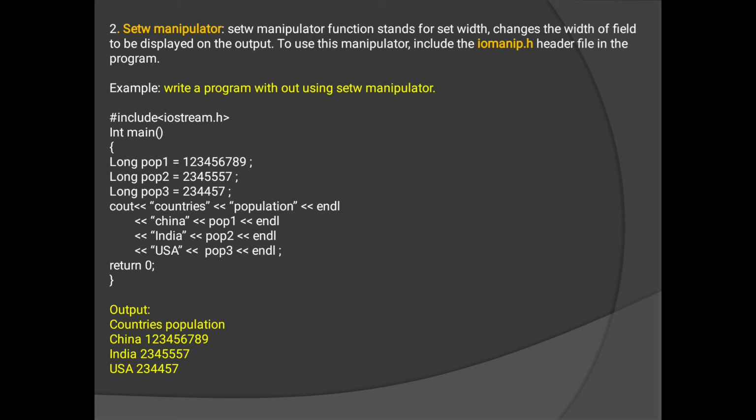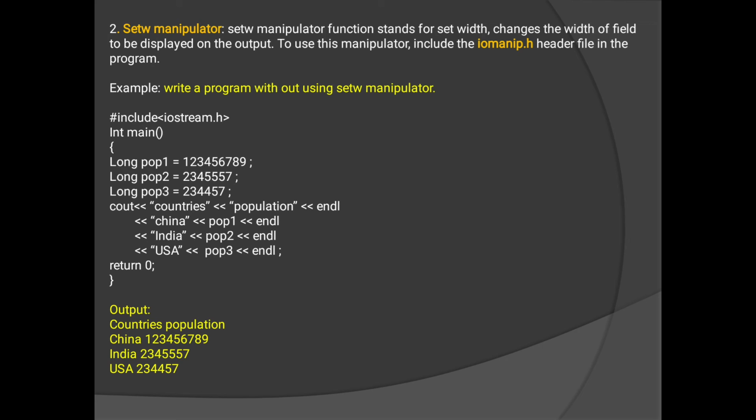Initialization of the values to the variable means that you're assigning the values, that is 1 2 3 4 5 6 7 8 9, to the variable pop1, like that. So here the three variables pop1, pop2, pop3 are of long type. Then in the cout statement, in the string it is written countries. Next it is written population, and then using the insertion operator it ends with the nl, but it does not end with the semicolon, right?